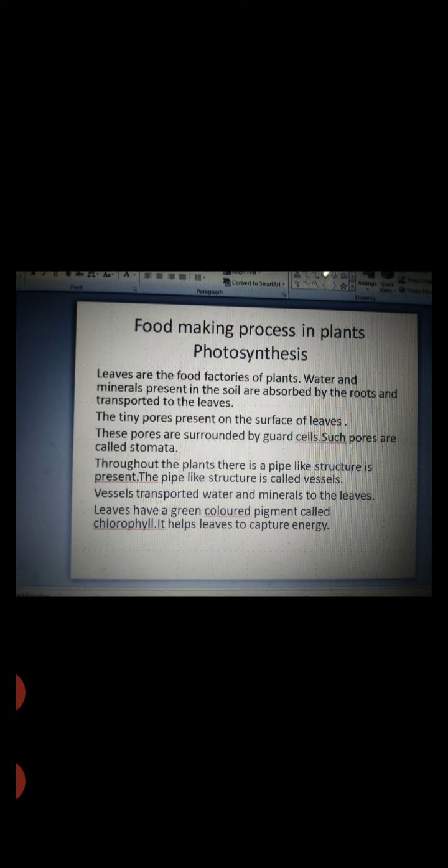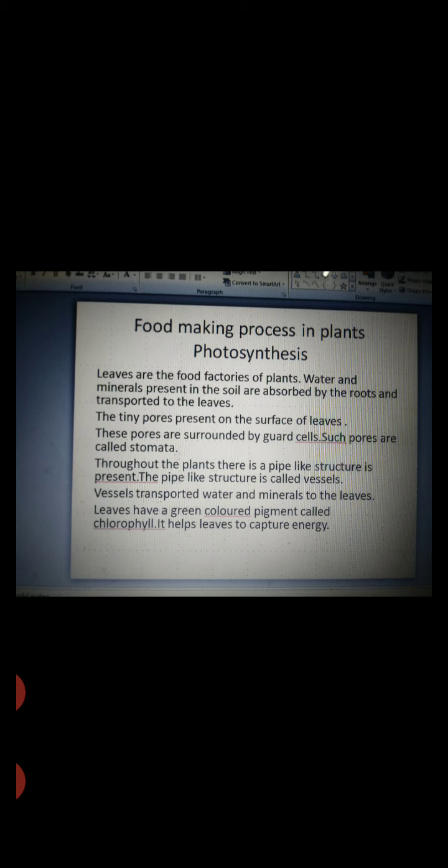Today, let us discuss the topic photosynthesis, or the food making process in plants. Leaves are the food factories of plants. Water and minerals present in the soil are absorbed by the roots and transported to the leaves. Here, roots absorb water and minerals from the soil, and then these water and minerals are transported to various parts of the leaves.